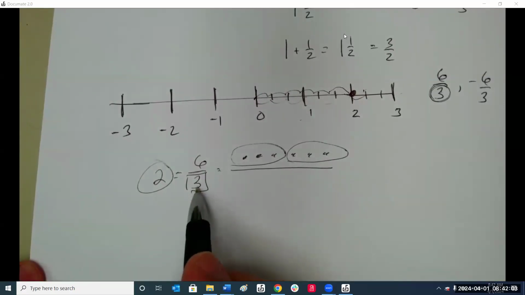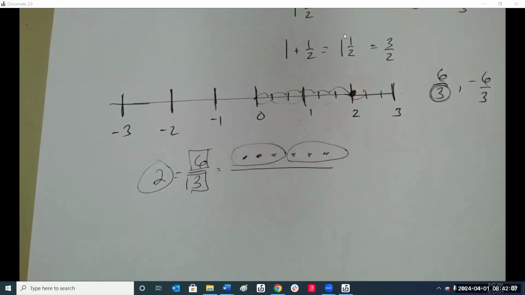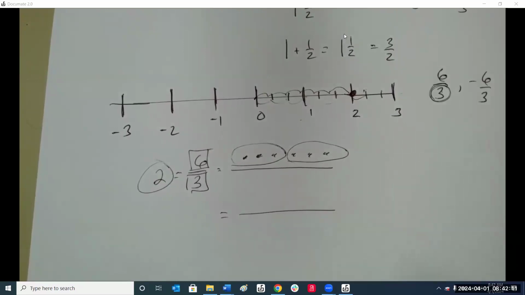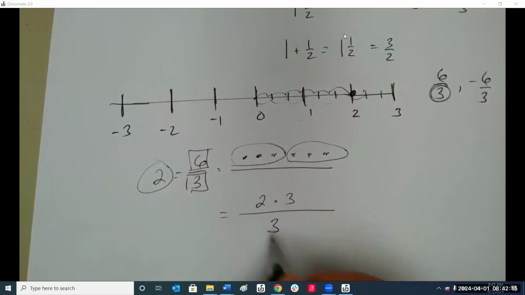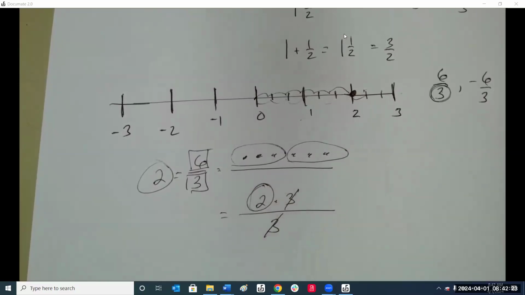So now let's look at prime factorization. What is 6 made up of? 2 times 3 divided by 3. Do they have anything on top and bottom that cancel out that are the same? What you're left with is just 2.